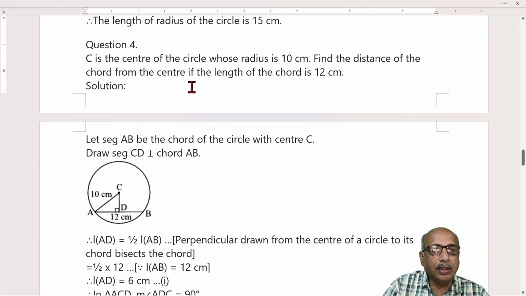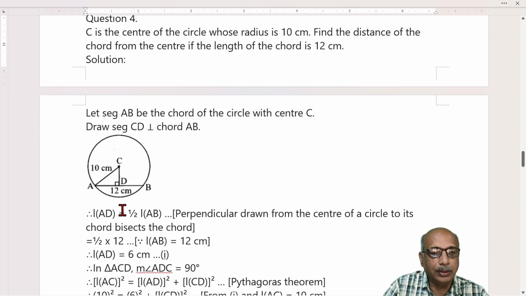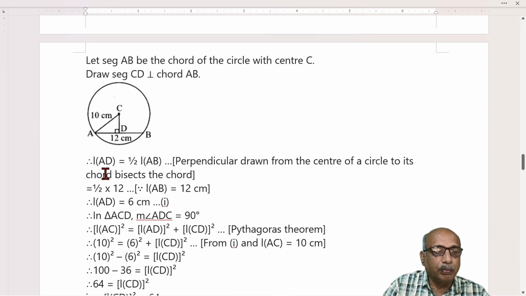Next, question 4. C is the center of the circle whose radius is 10 centimeter. Find the distance of the chord from the center if the length of the chord is 12 centimeter. Again, we have to find CD, that is the distance. The method remains the same, only the values are changed. So, length AD equals half of length AB, as a perpendicular drawn from the center of the circle to its chord bisects the chord. So, half of 12 equals 6.